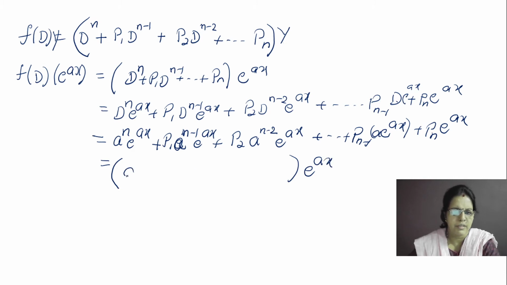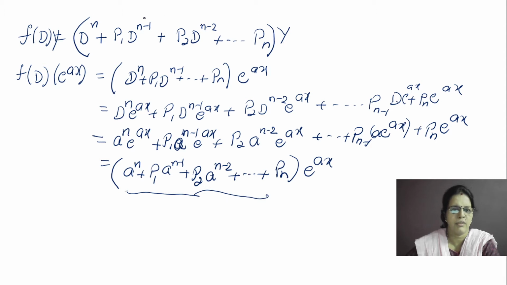So what remains? a power n plus p1 into a power n minus 1 plus p2 into a power n minus 2 plus etc., plus the last term pn. So look at this function. We know this is our f of D. So compare this f of D and this one.